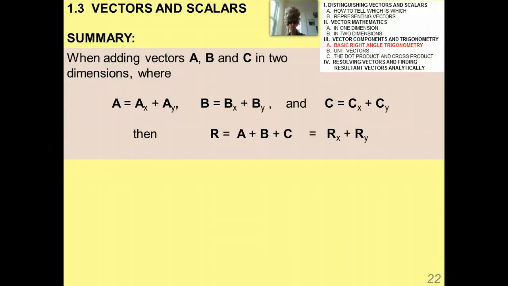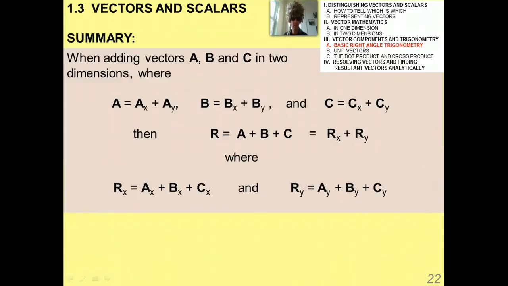So in summary, when I add vectors, let's say I have 3 vectors, A, B, C, in 2 dimensions. Obviously, I can say that A is the sum of Ax and Ay, B is the sum of Bx and By, and C is the sum of Cx and Cy. Turns out that if I add them all together, R equals A plus B plus C, and because R itself has 2 component vectors, Rx and Ry, it must mean that Rx equals Ax plus Bx plus Cx, and Ry equals Ay plus By plus Cy. We will use this all the time to solve vector problems.